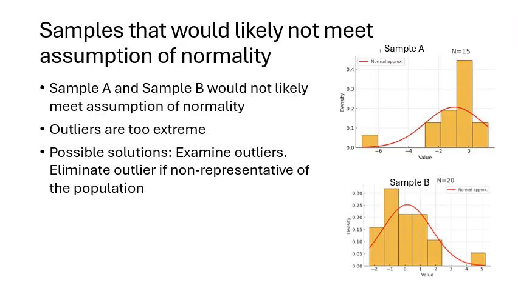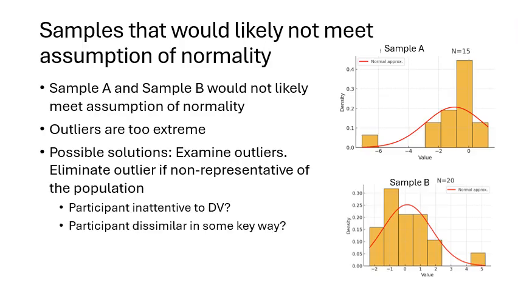So if this is you, what you want to do is take a look at your outliers. And you can eliminate them if they're not representative of the population. So for example, maybe you look at the data and you have the survey result and you discover that your participant wasn't paying attention when they were taking your measure or something like that. They were just filling in blanks without really thinking about it. Sometimes you can discern those things.